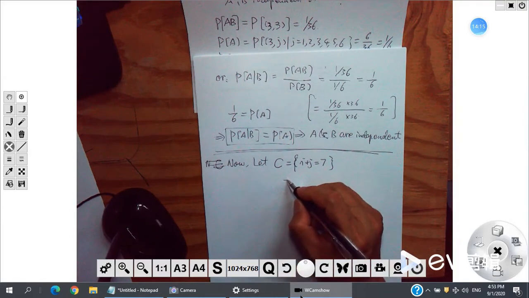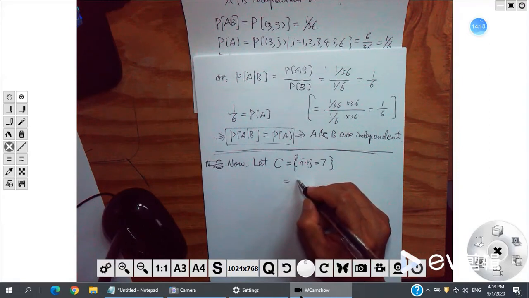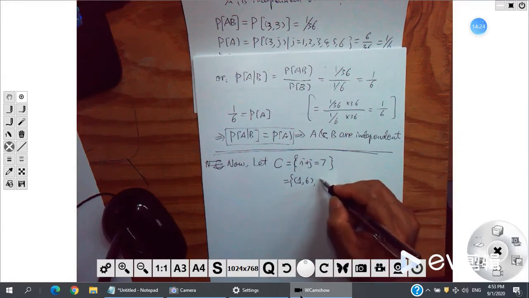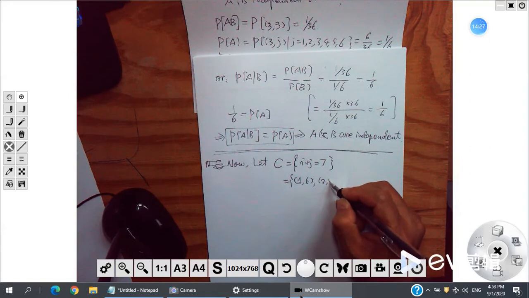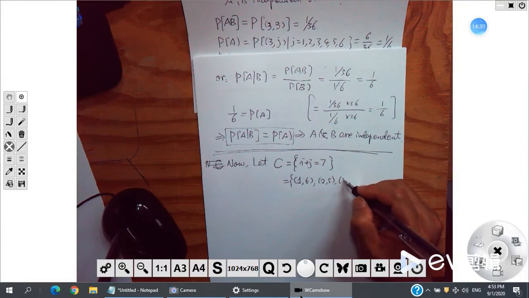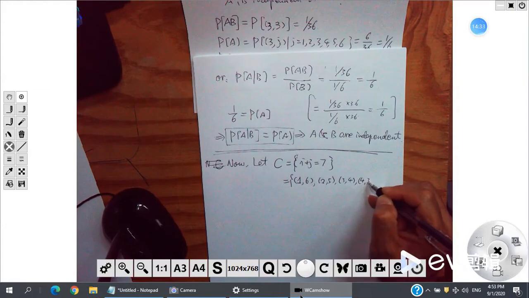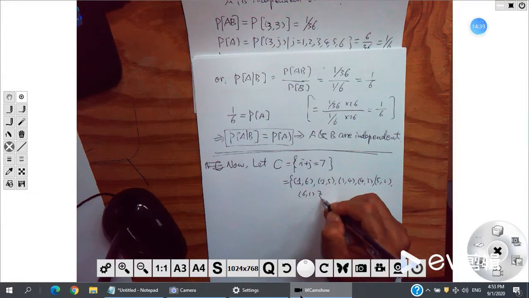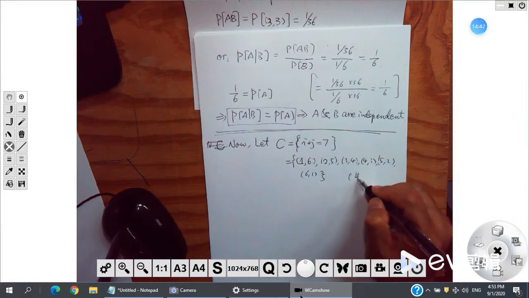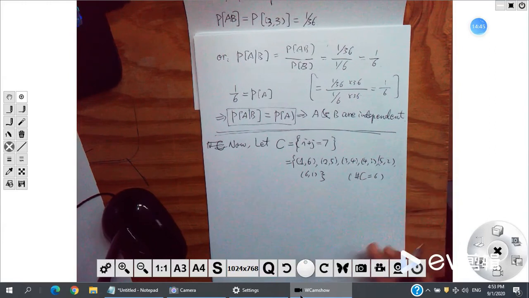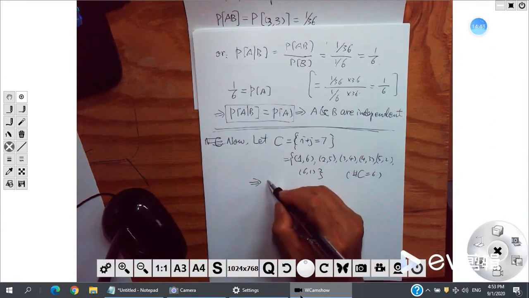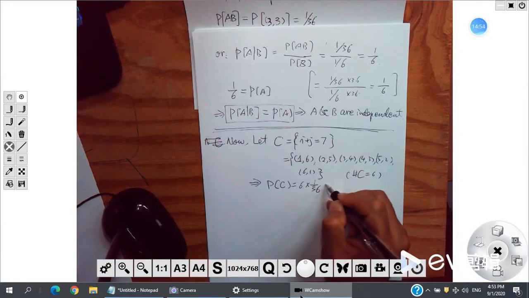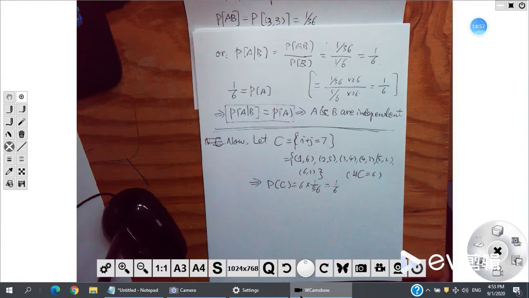Actually, if I is 1, then J should be 6. If I is 2, J should be 5. 2 plus 5 is 7. And 3 and 4. And 4 and 3. And 5 and 2. And 6 and 1. So totally we have 6 elements in C. So the probability of C is 6 times 1 over 36, which is 1 over 6. Okay, so this is C.